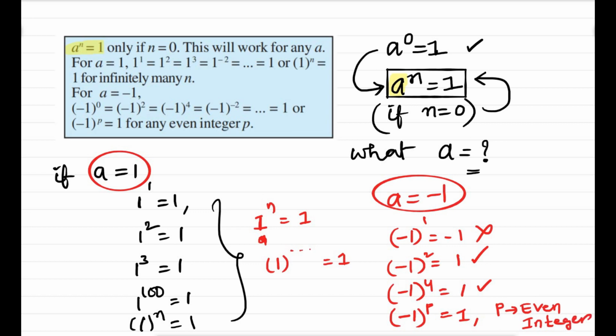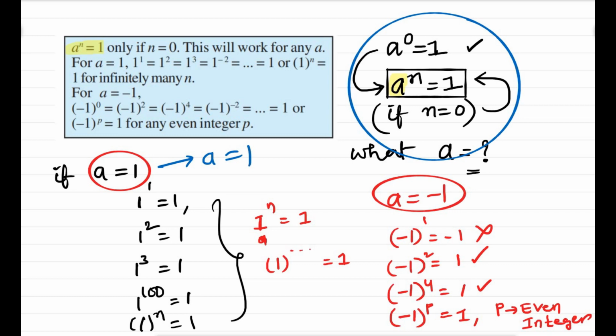So understand, students? This is the rule. This rule is applicable only when a is equal to 1, and a is equal to negative 1 of the form something power p, where p must be an even integer. Then only this a power n is equal to 1. That is, a power n is nothing but a power 0 is equal to 1.